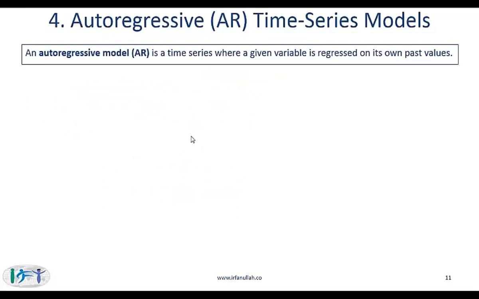The most sophisticated model is an autoregressive time series model, also called an AR time series model, or just an AR model. What's the definition? An autoregressive model is a time series where a given variable is regressed on its own past values. So simplistically now, if we think about what we've studied in quant, we have talked about 3 kinds of regressions.